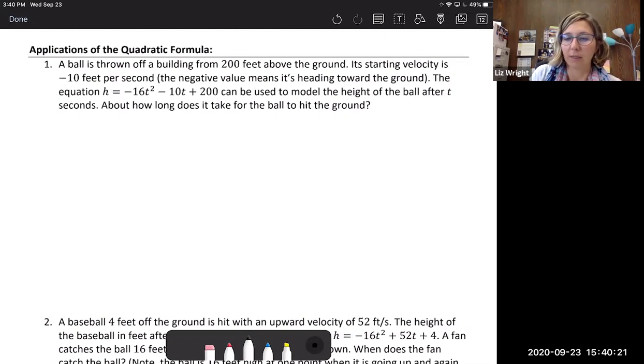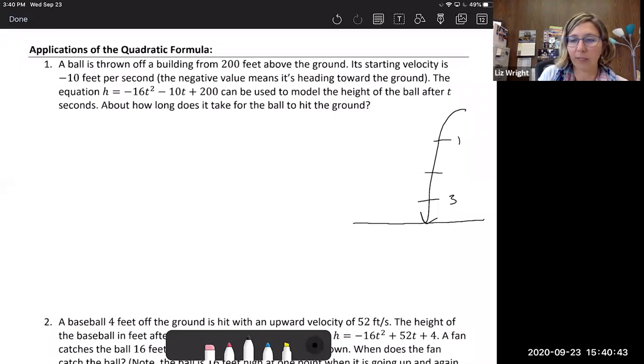So this ball is going to be thrown off. We're given our height formula. So it could be like, how high is the ball after 1 second, after 3 seconds? And so we would expect that as time is increasing, our ball is getting further and further towards the ground. So this is our height, and our height over here is 200 feet when we start, and then it hits the ground.